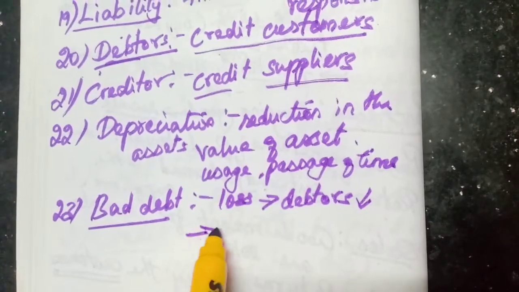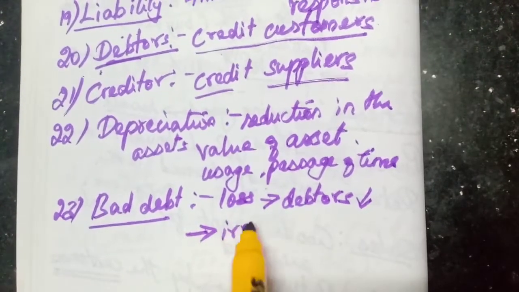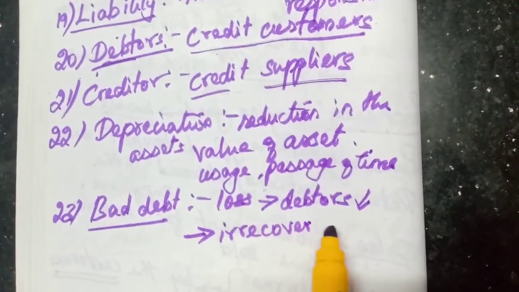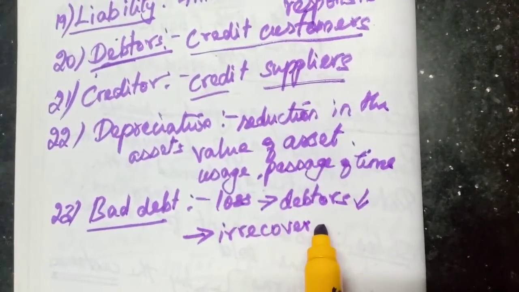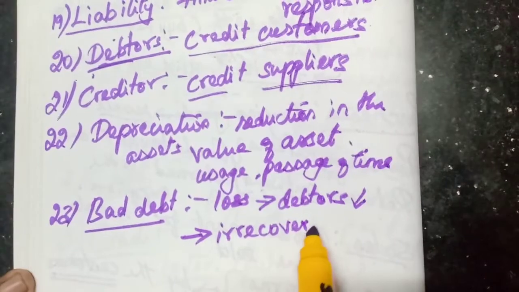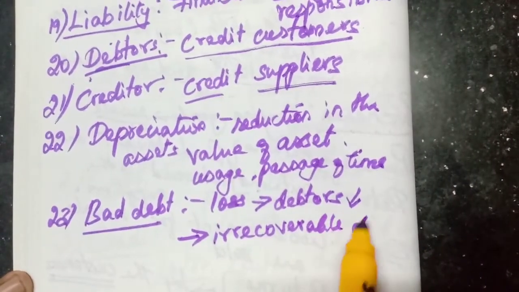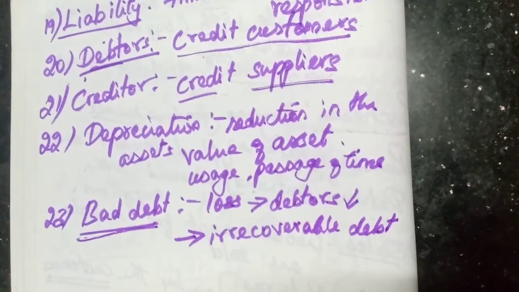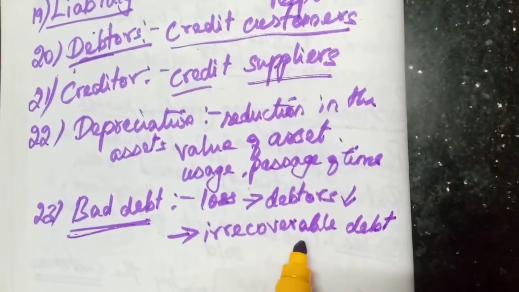So we can say it is an irrecoverable debt. Sometimes a customer may die. He may not have any other person to pay that amount. So that amount is an irrecoverable debt. That is called a bad debt. Very bad. We cannot receive it back. Okay? That is irrecoverable debt.